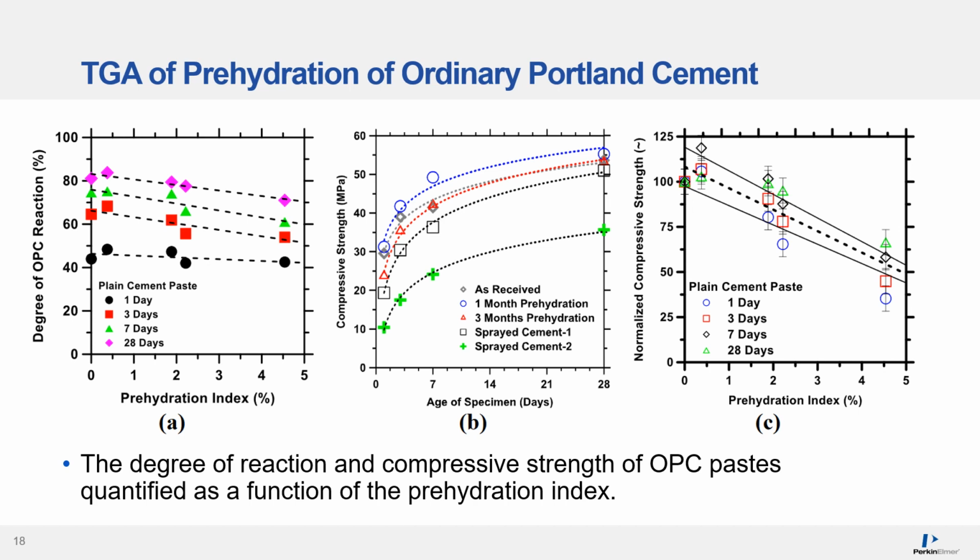If we go a little bit further into this and start looking at OPCs with TGA as a function of the prehydration index, you'll see in A the degree of reaction, B is the compressive strength development of plain OPC paste as a function of specimen age, and C is the normalization compressive strength of plain OPC paste as a function of the prehydration index. This work shows that the degree of reaction and compressive strength of OPC paste can be quantified as a function of the prehydration index.